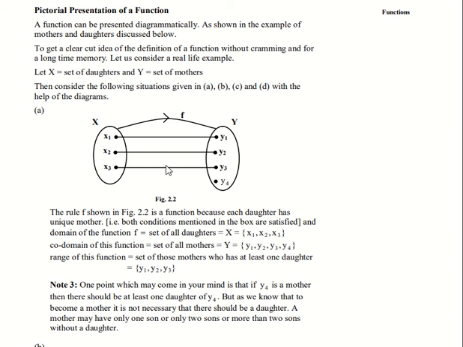Now all the elements x1, x2, x3 are called the domain of the function, and y1, y2, y3, y4, all the elements in Y, are called the codomain of the function, and whatever elements have been mapped are called the range of the function.